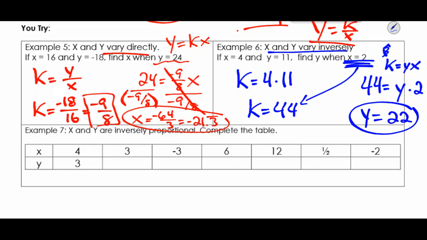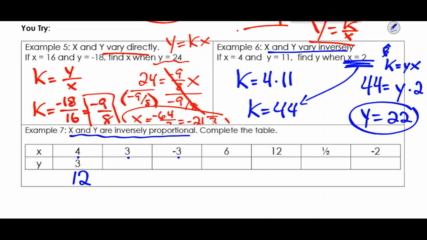On example 7, now we're given a table. And we're told important information in that word problem, or instructions at least. X and y are inversely proportional. That means when we multiply x times y, we get the same number every single time. So x times y is 12.